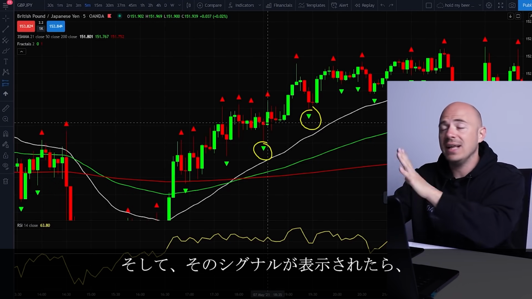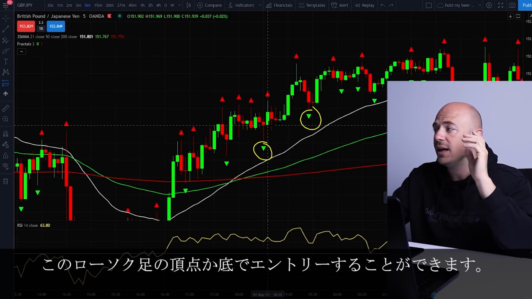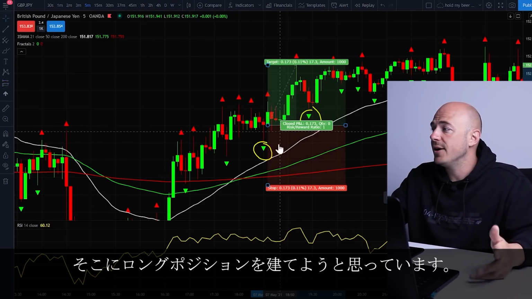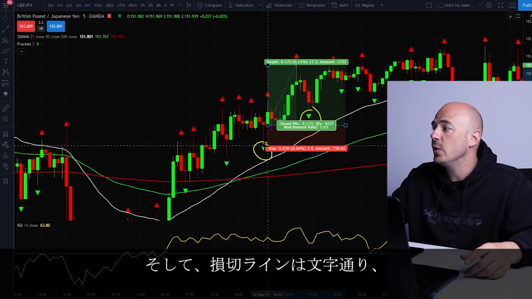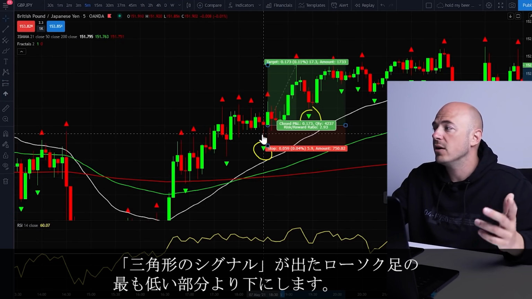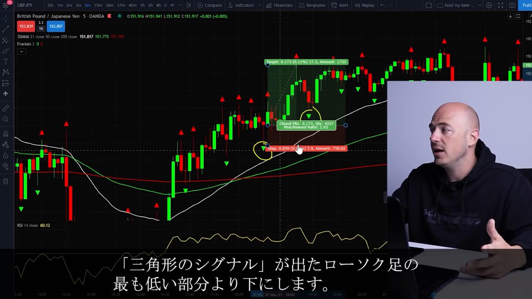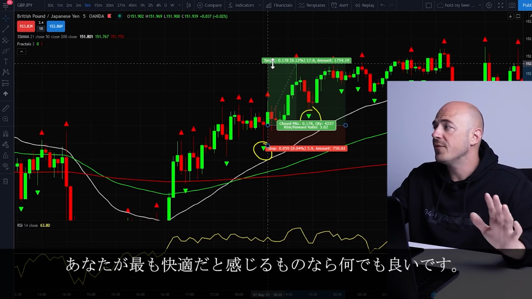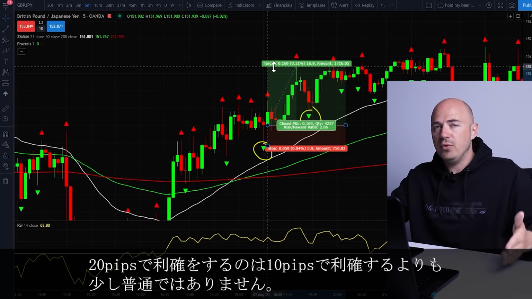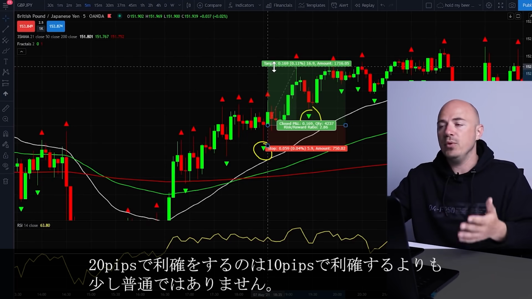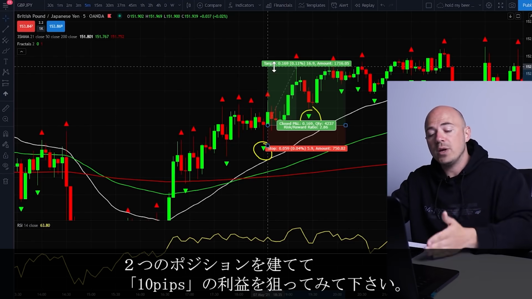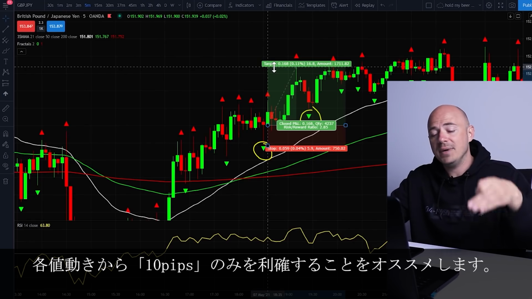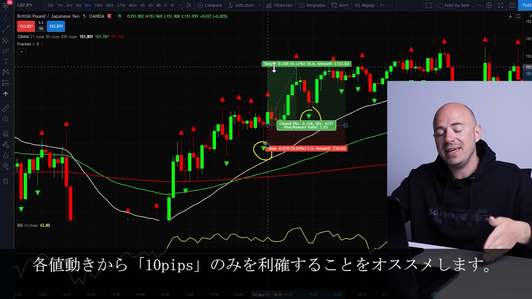So once that signal has printed for you, you can either get in on the top or the bottom of this candle. We're going to put in our long position there, and our stop loss is literally going to be below the lowest part of that candle that had the printed triangle on it. You can either go for 5 pips, 10 pips, 20 pips, whatever you feel most comfortable with. A 20 pip move is a little bit less common than a 10 pip move. So if your goal is 20 pips for the day, you can put in 2 positions and try to get your 10 pips. So for this video, I'm going to suggest you only get 10 pips out of each move.